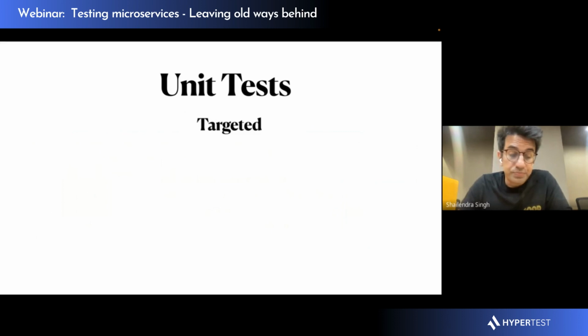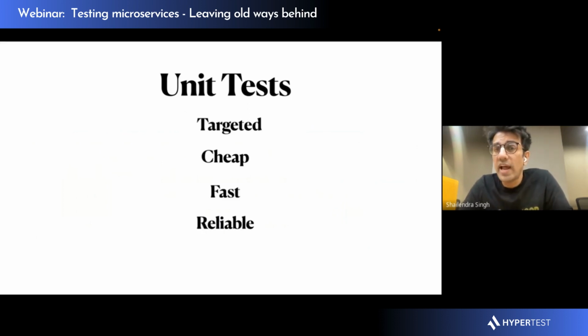But Atlassian also had unit tests. And well, unit tests actually strike off all these problems that end-to-end tests have. They're very targeted. They're very, very cheap. They can be built very quickly. They're very fast. They complete in 2 to 3 minutes, and they tend to be very reliable.